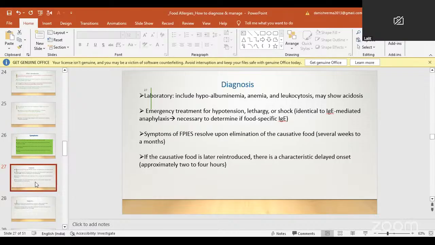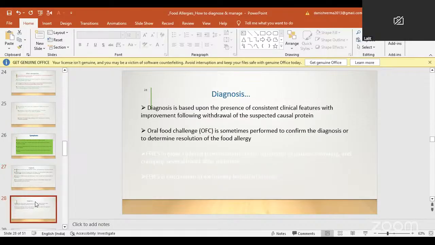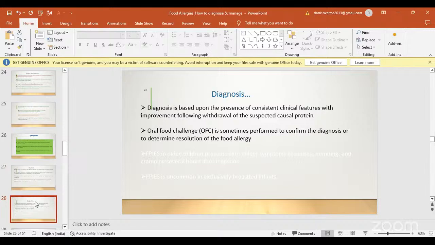Any doubts there? Okay. So diagnosis is based upon the presence of clinical features and improvement seen with the withdrawal of the causing agent, which is your protein. An oral food challenge is sometimes performed to confirm the diagnosis, but if you have a child with FPIES, it becomes very risky. So let's not try that. Just take the allergen away for a few months and we'll see the healing part.